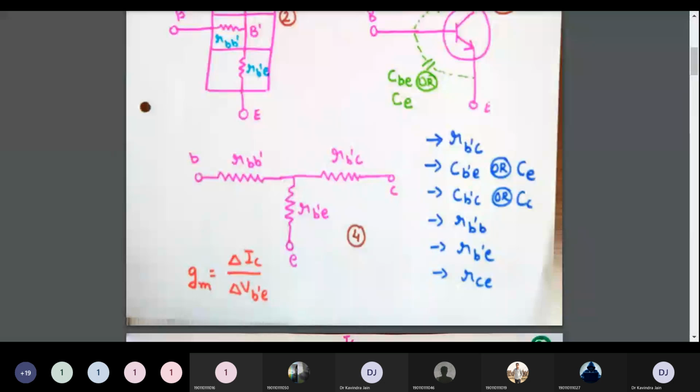So students, now we are proceeding to the next term, which is known as RCE. RCE is basically output resistance due to early effect. So guys, up till now we have studied these terminologies. I hope all the terminologies written in blue letters are visible to you all. If you have any doubts, please let me know.